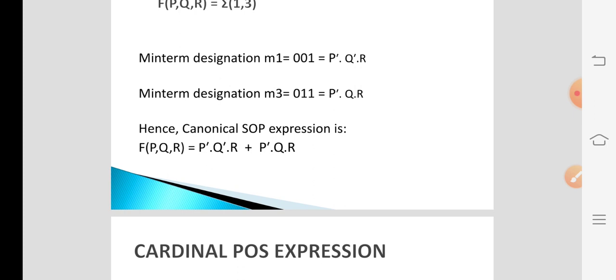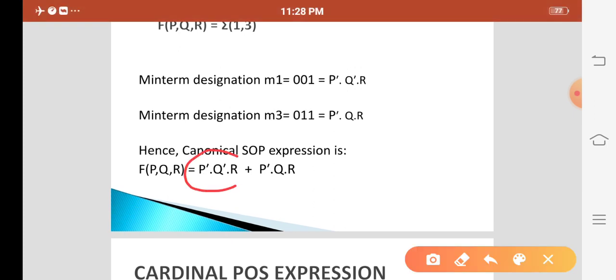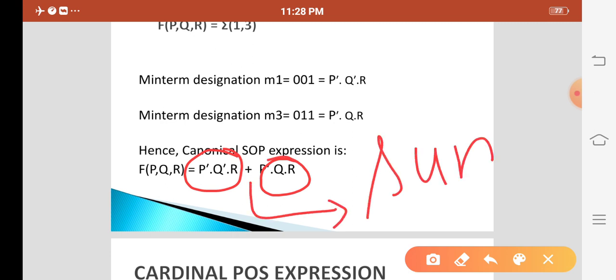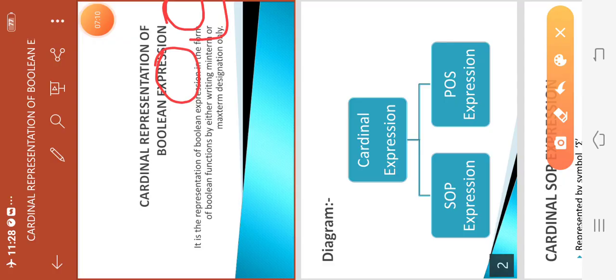Now next, hence the canonical SOP expression generated will be, canonical SOP you know is sum of product terms. So this is the first product term, this is the second product term that is generated, and you are going to find the sum of it. So it is a SOP expression. So hence it is a canonical SOP expression. Why canonical? Because it contains minterms.